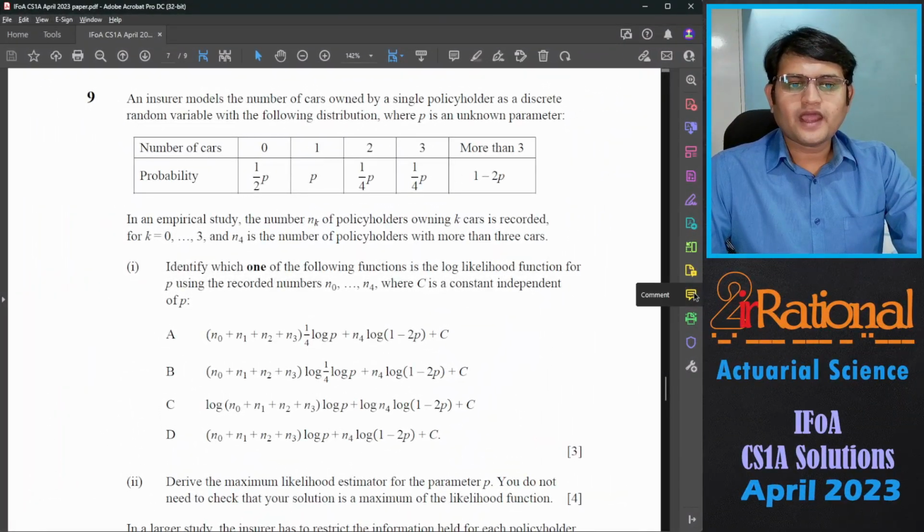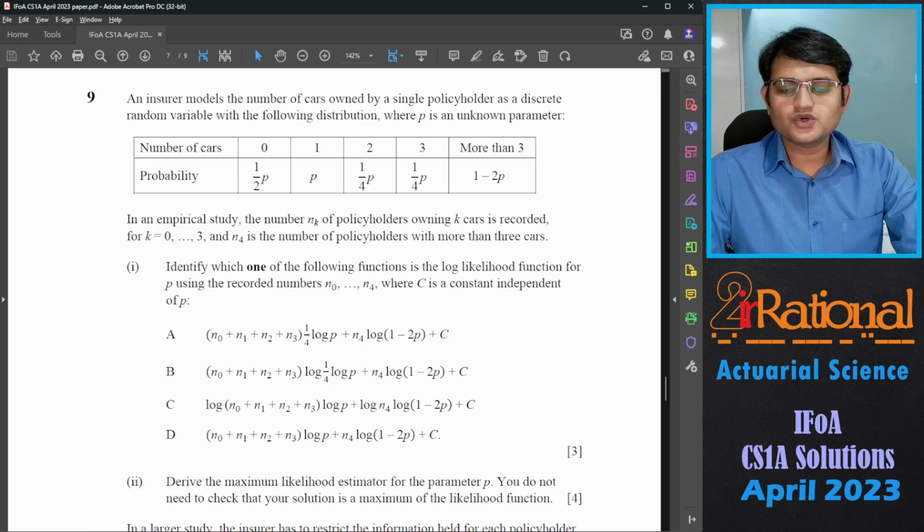Question number 9. An insurer models the number of cars owned by a single policyholder as a discrete random variable with the following distribution, where p is an unknown parameter. In an empirical study, the number n_k of policyholders owning k cars is recorded for k = 0 to 3, and n4 is the number of policyholders with more than 3 cars. First, identify which one of the following functions is a log likelihood function for p using recorded numbers n0 to n4, where c is a constant independent of p.